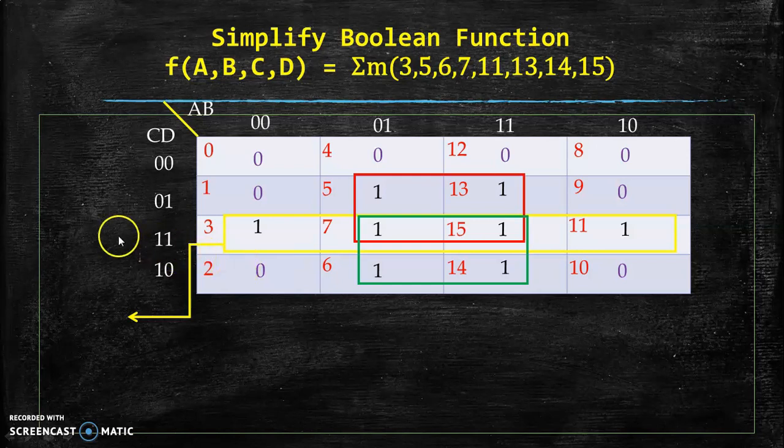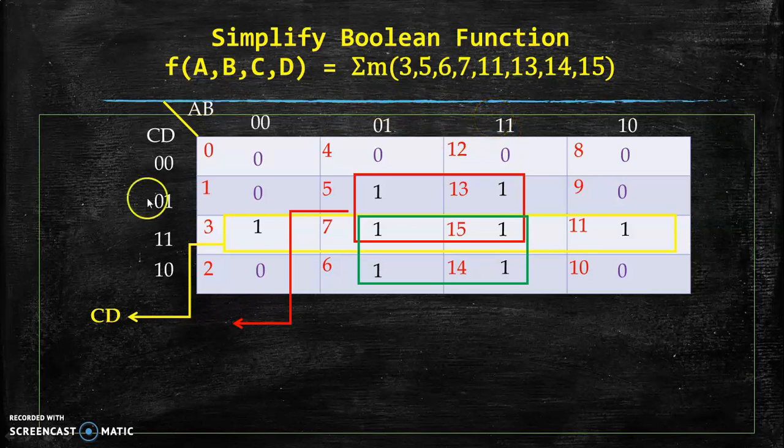So we have to write for CD, and here we can see that it is 1, 1. So we can write directly as CD. For the next group, we have to check for AB, it is 0, 1 and 1, 1. So A is shifting from 0 to 1. So A is eliminated, and for B, it is 1, 1. So we can write B.